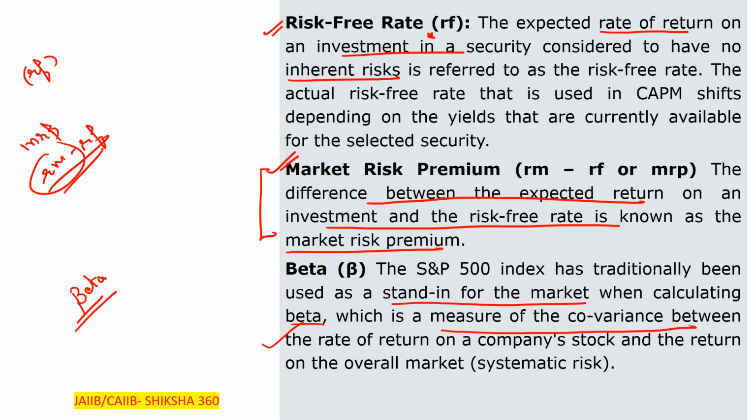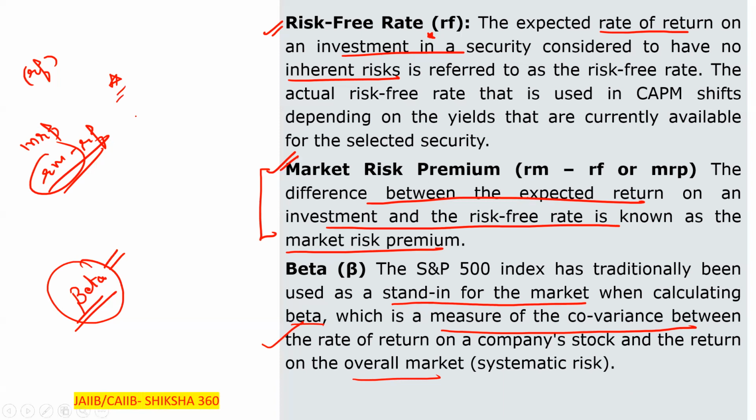So what is beta here? Beta is a measure of the covariance between the rate of return on a company's stock and the return on the overall market. That is known as beta. And you do not need to calculate it. All these values will be provided to you in the form of questions.